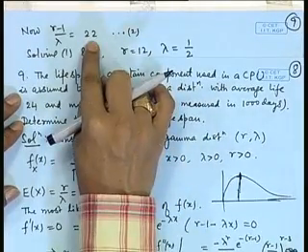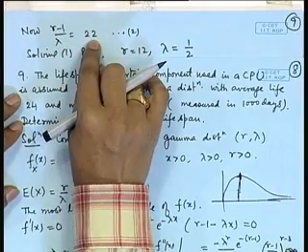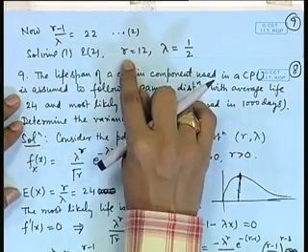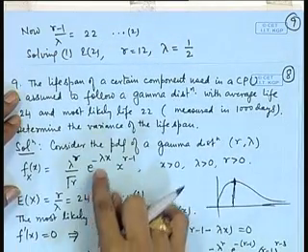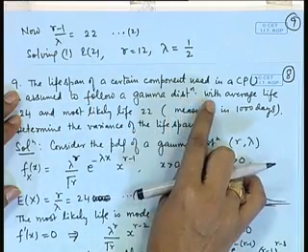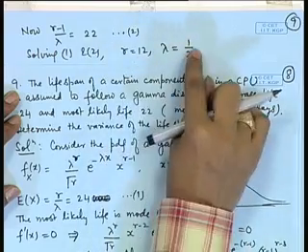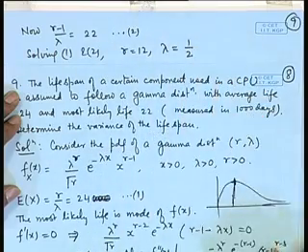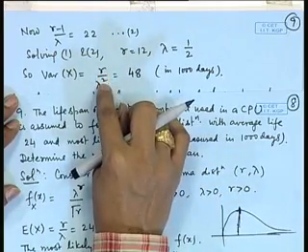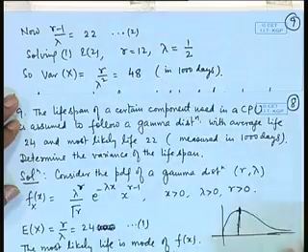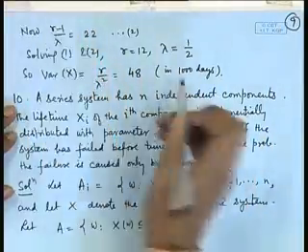So, we have two equations: one is r by lambda equal to 24 and another is r minus 1 by lambda equal to 22. If we simplify this, we get r equal to 12 and lambda equal to half. So, the distribution of the lifespan of a certain component used in a CPU is specified as gamma 12 and half. Now, if we want the variance of this lifespan, the variance of a gamma distribution is r by lambda square. After substitution it becomes 48, and in 1000, so 48,000 days, that is in the squared units.